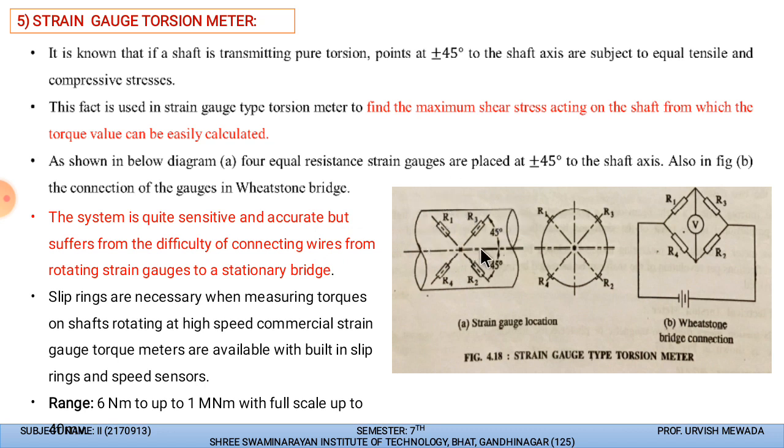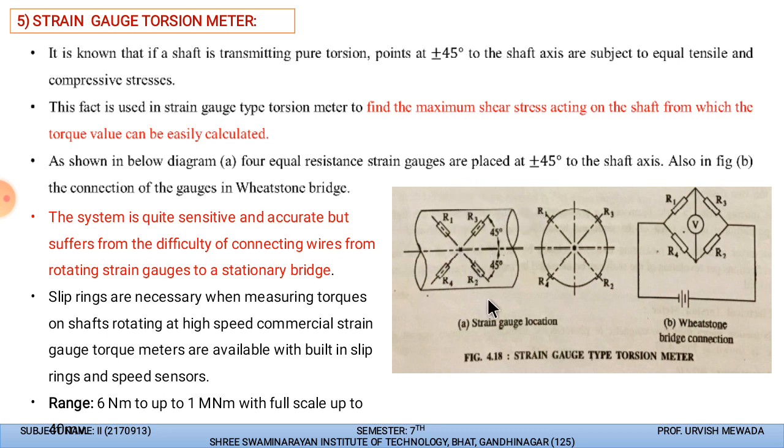So this fact is used in the strain gauge type torsion meter, to find the maximum shear stress acting on the shaft, from which the torque value can be easily calculated. Whenever compressive or tensile stresses are developed, they can be easily measured with the help of strain gauges. That's why the strain gauges are mounted on the rotating shaft.